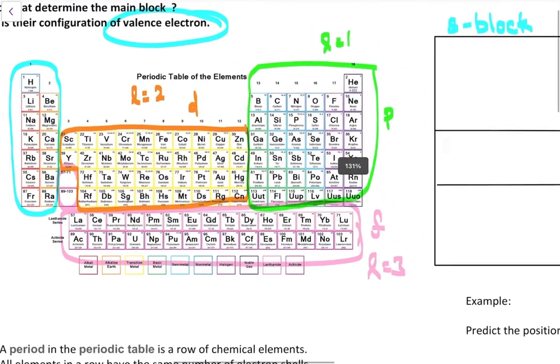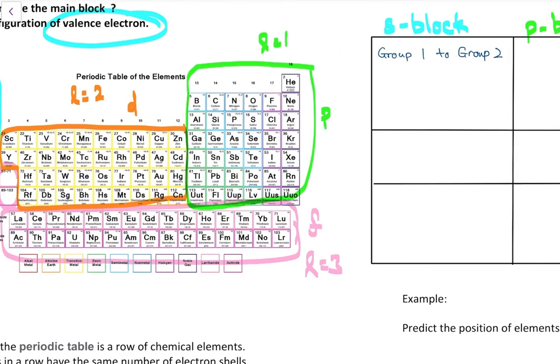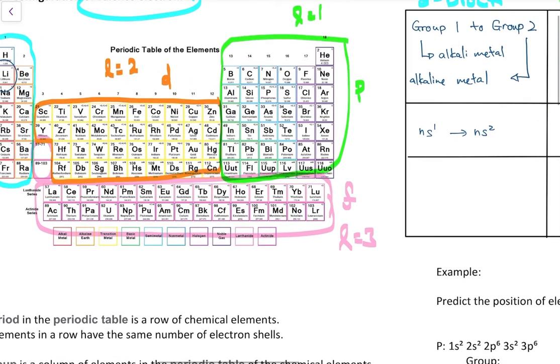We're going to look at the first block, which is the S block. It consists of group 1 to group 2. Group 1 is known as the alkali metals, and group 2 is known as the alkaline earth metals. The formula for the S block valence electrons is ns1 to ns2.